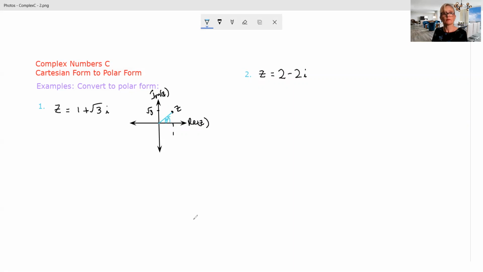Okay, let's just think about that for a minute. Well, what's the length going to be? The length is actually quite easy to work out. So we know that the length or the magnitude, or the modulus, whatever you want to call it, is going to be the square root of a squared plus b squared.